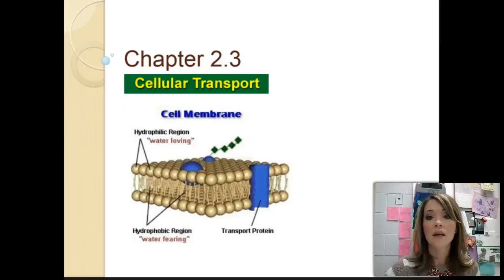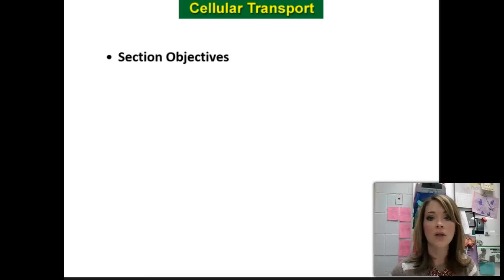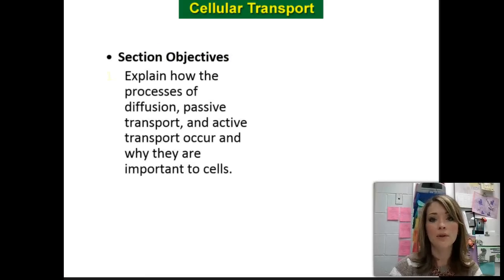Today's lesson is about cellular transport. It comes from chapter 2, section 3 of your science textbook. And before we get started, we're just going to go over the lesson objectives. Today we want you to be able to explain how the processes of diffusion, passive transport, and active transport happen, and why they are important to cells.